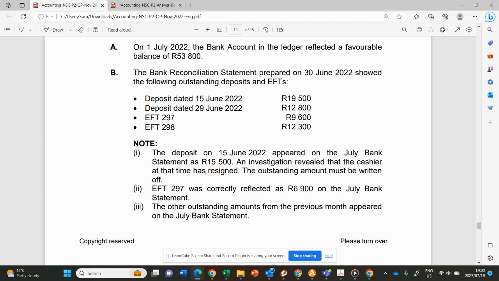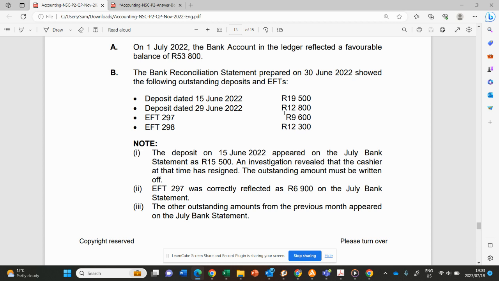Then now there's a note there that will explain. They said that the deposit on the 15th June 2022, which is this one of 19,500, appeared on the July bank statement as 15,500. In our books, we recorded 19,500. Then it says an investigation revealed that the cashier at the time has resigned and the outstanding amount must be written off. The outstanding amount, we need to cancel it out.